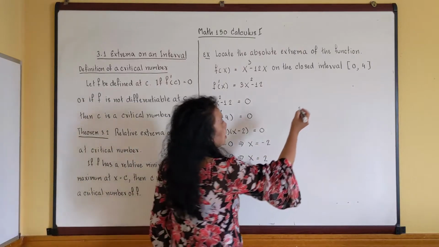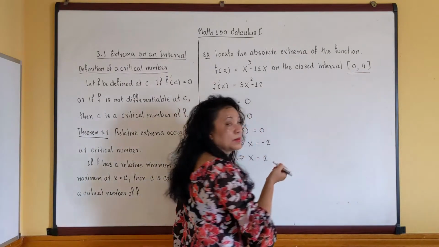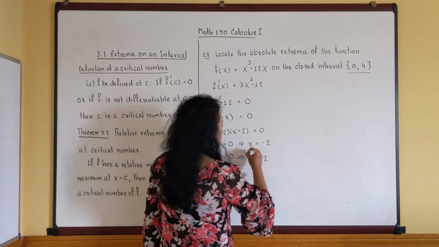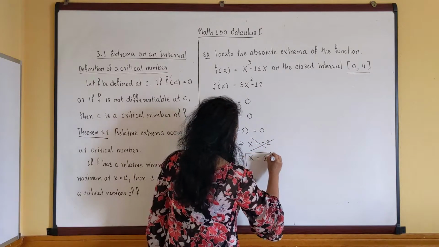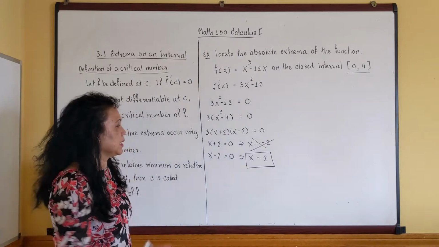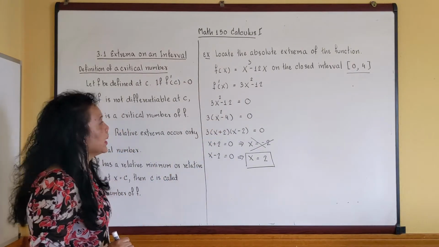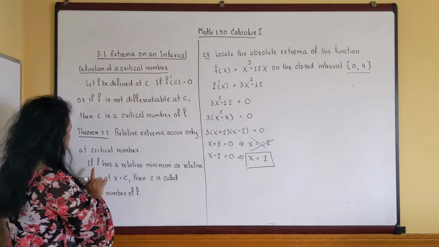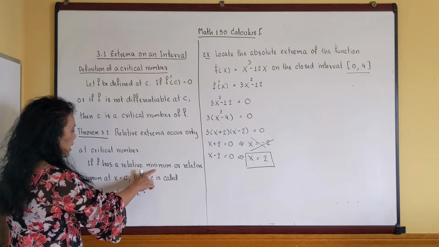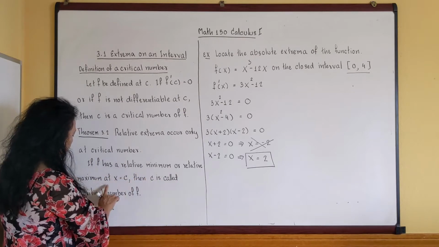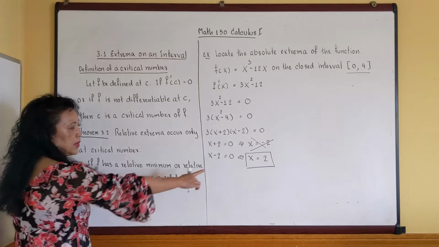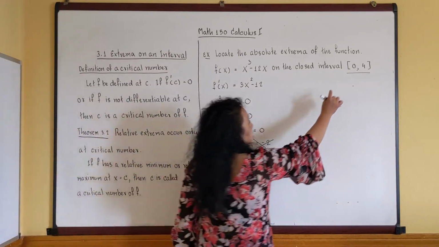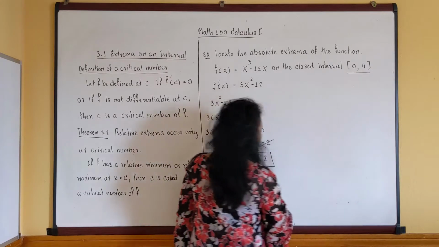However, we have an interval here. Our interval is 0 to 4, including 0 and including 4. So we're not going to use negative 2. Our x equals 2, because 2 is between 0 and 4. Now we're going to check the relative max and relative min. If f has a relative max or relative min at x equals c, and remember my c is 2, then c is called a critical number. So I'm going to test at the endpoints 0 and 4, and at 2.